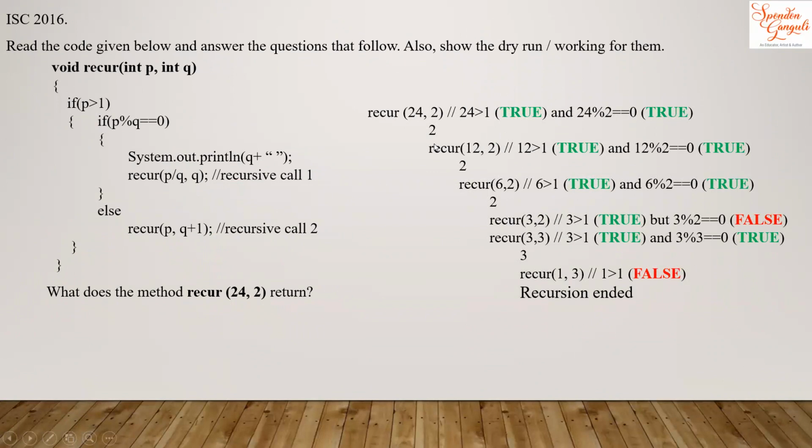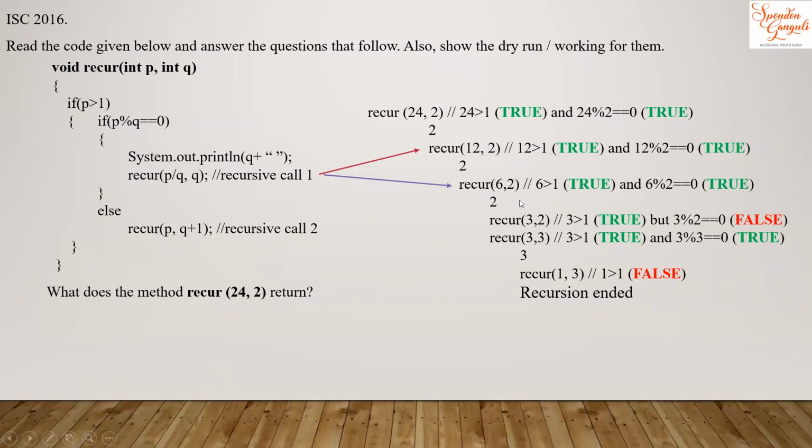This is another way of finding the recursive function output. Let us see. So recur 24, 2 is passed. Here, both the conditions, the outer if and inner if, hold true. So it is printing 2 and going to the first recursive call with new values 12, 2. Here also both the outer if and the inner if hold true, printing 2, and recursive function call 1 calls again with new values, that is 6, 2.